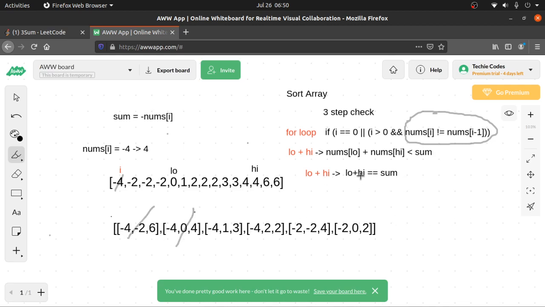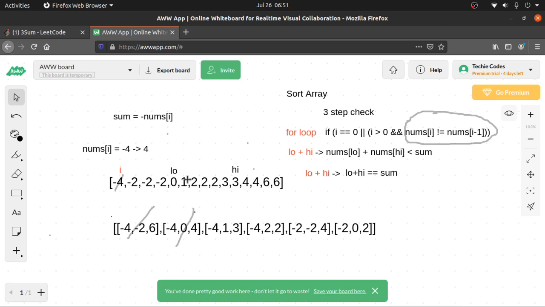Okay, we found low plus high is equal to 0. What do we do? We check if nums of i is equal to nums of low is equal to nums of low plus 1, and nums of high is equal to nums of high minus 1. So nums of high minus 1 in this case is another 4. So boom, we increment it and we come to 3. Okay, so what do we have now? 0. What we are looking for is 4.